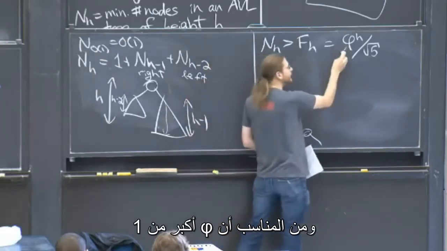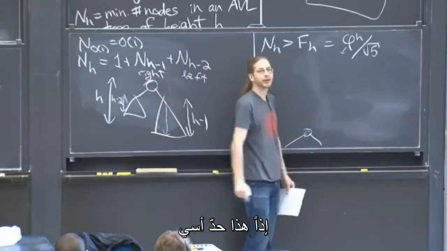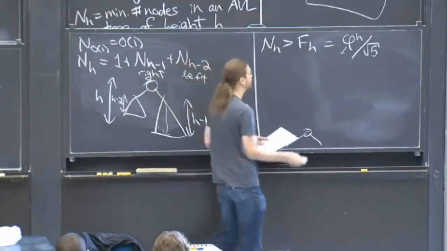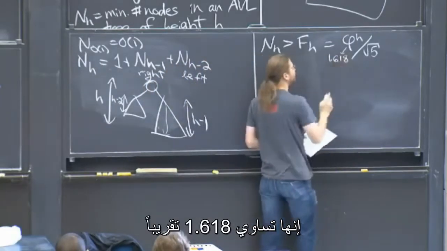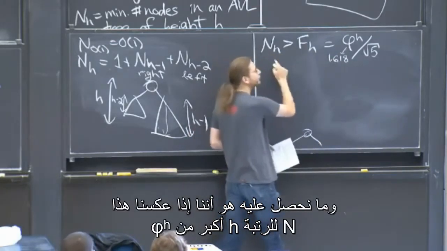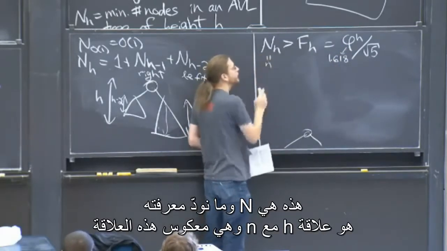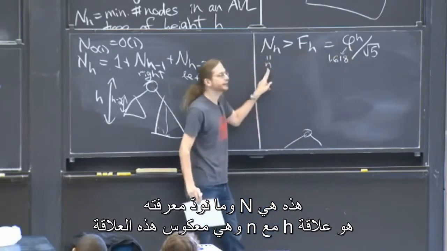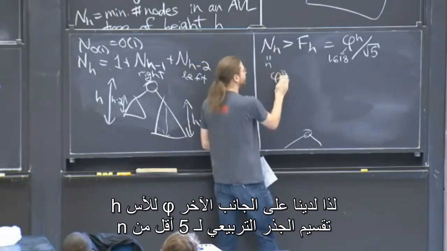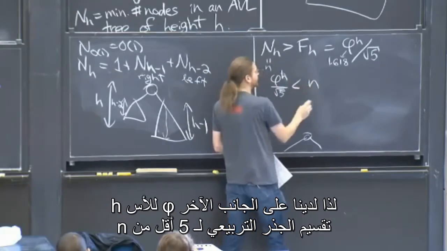And conveniently, phi is bigger than 1. You don't need to remember what phi is, except that it's bigger than 1. And so this is an exponential bound. This is good news. I'll tell you it's about 1.618. And so if we invert this, this says n sub h is bigger than some phi to the h. What we really want to know is how h relates to n, which is just inverting this formula. So we have, on the other hand, phi to the h divided by root 5 is less than n.